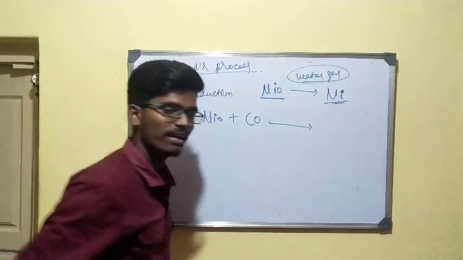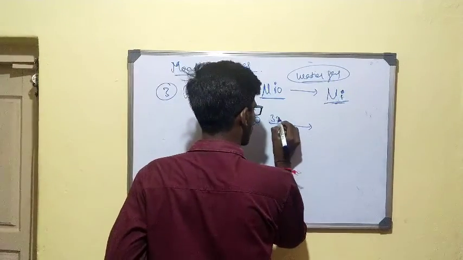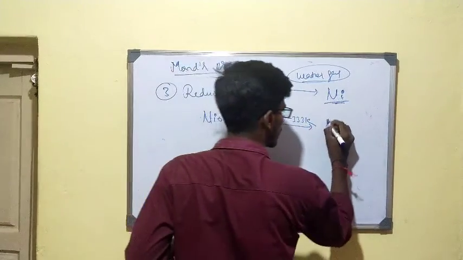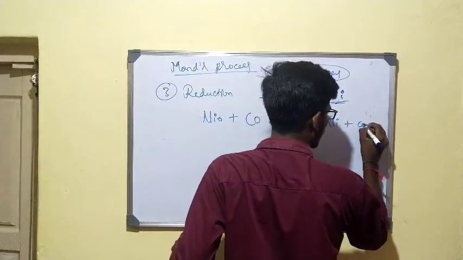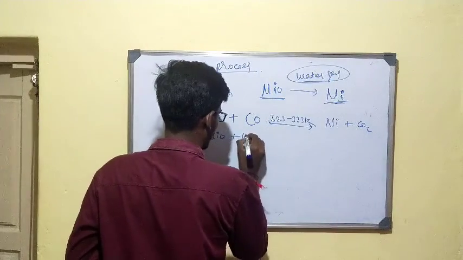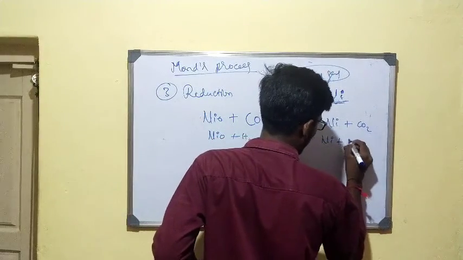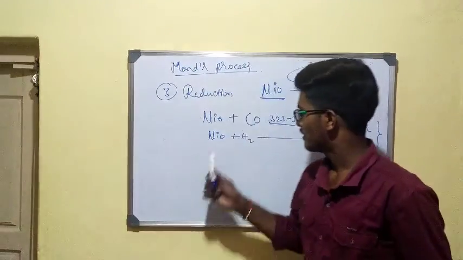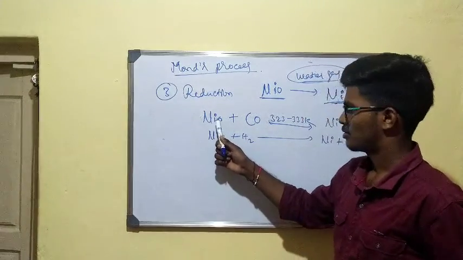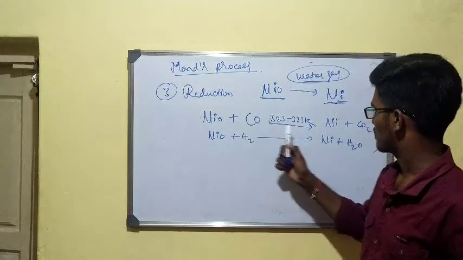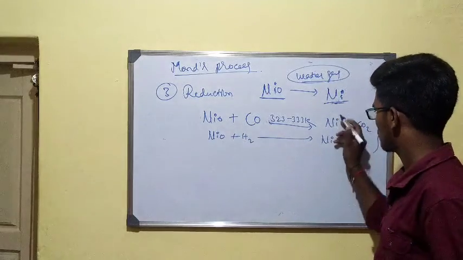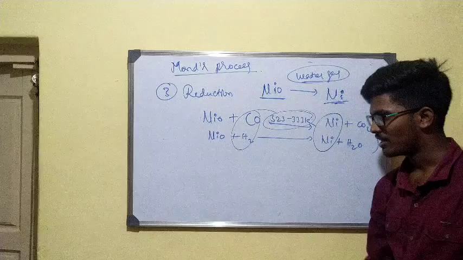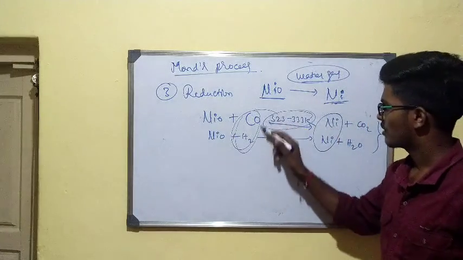Reduction of nickel oxide is done by water gas, at a temperature of 223 to 333 Kelvin. At this temperature, nickel oxide combines with carbon monoxide to give nickel plus CO2. At the same time, it combines with H2 to give Ni plus H2O. These are the two reactions you are going to observe in the reduction step of Mond's process. Nickel oxide combines with carbon monoxide to give you crude nickel, and this is the reduction of nickel oxide using water gas at this temperature.